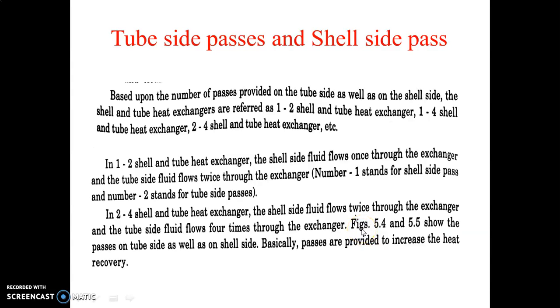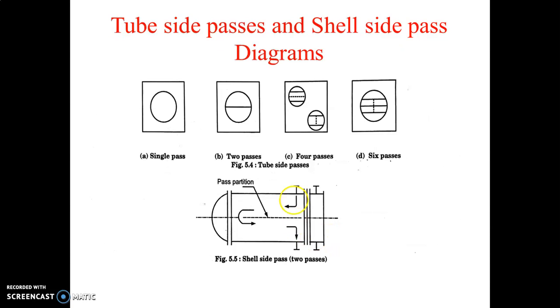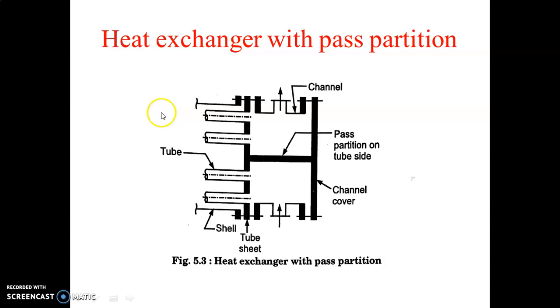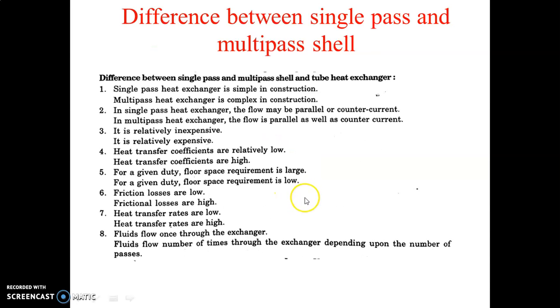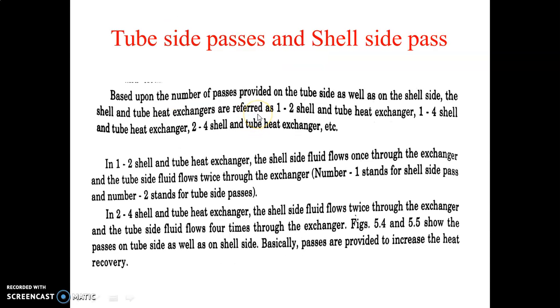Okay. So here I will show you. Suppose this is the 2-4 heat exchanger, so 2 times on the shell, and we have to use these 4 passes here. So it is called a 2-4 shell and tube heat exchanger. And if we use it like this, suppose there is no pass partition here, then it is called a 1-2 shell and tube heat exchanger. Okay. So in this way you can remember the naming of the heat exchanger.